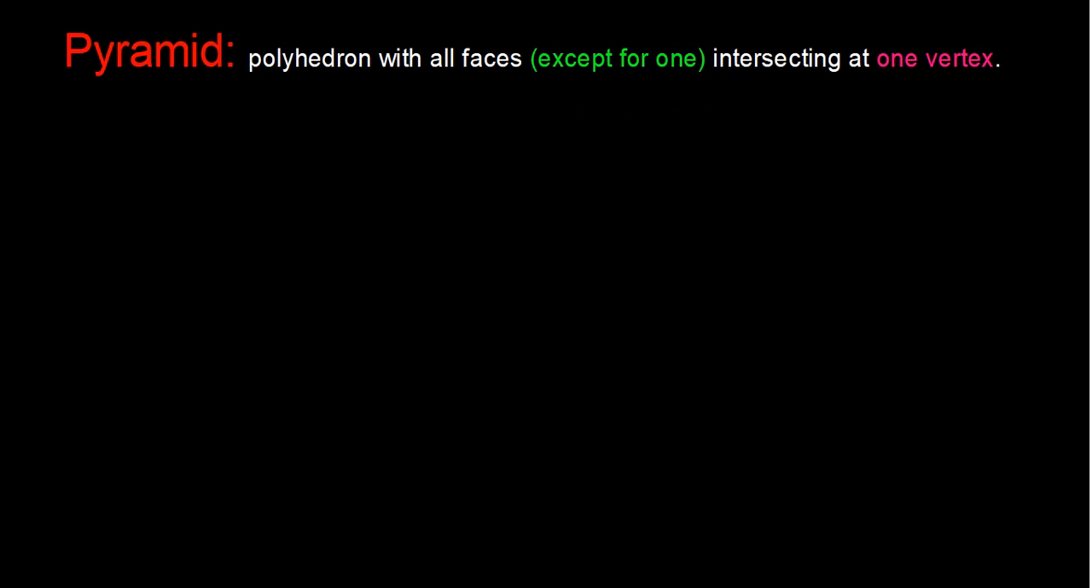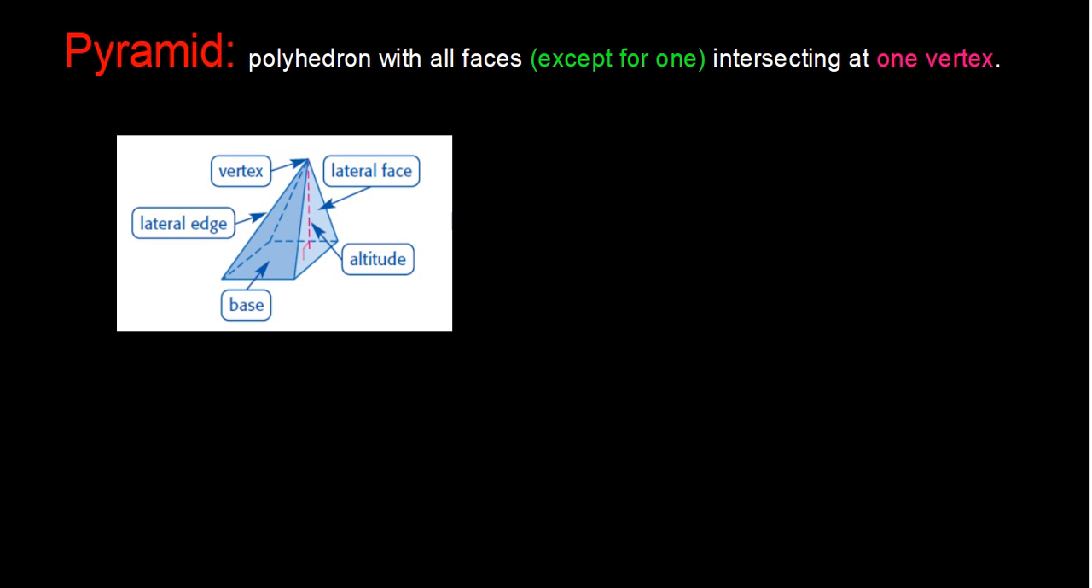The pyramid, different to the prism, is a polyhedron with all the faces except for one intersecting at one vertex. So that's a complicated definition. Let's look at it in the sketch. So you all know the pyramids because you've seen the Egyptian pyramids or the Mexican pyramids or even pyramid shapes like on the roof in the houses, or I don't know. There's pyramids everywhere. These pyramids are formed by one base, which is this one over here.